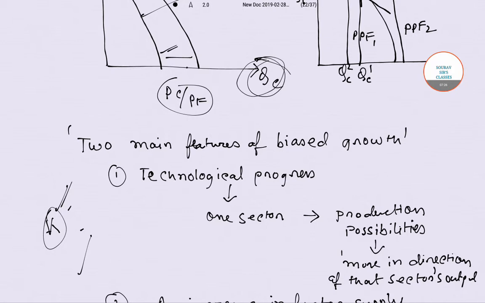So what are the two features of biased growth? One is technological progress and the other one is increase in factor supply.